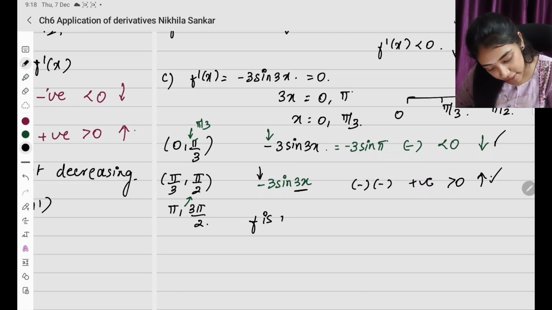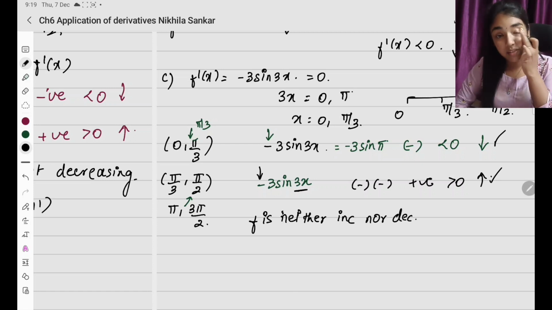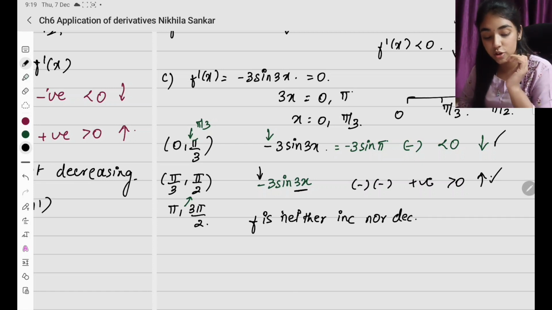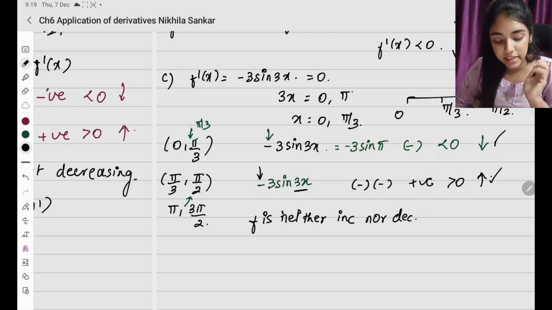So, we see that f is neither increasing nor decreasing. So, this is how you should write the value. Okay, so 0 to pi by 3, it is going to be a decreasing function, and pi by 3 to pi by 2, it is going to be increasing. So, since both are happening, it is going to be neither increasing nor decreasing.